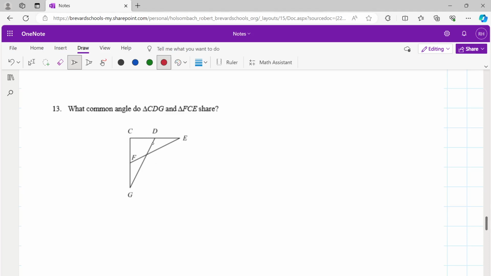Again, confusing picture because you got overlapping triangles. What common angle do CDG and FCE share? They both have a C in them. And you can describe the angle with just the letter C. So angle C.